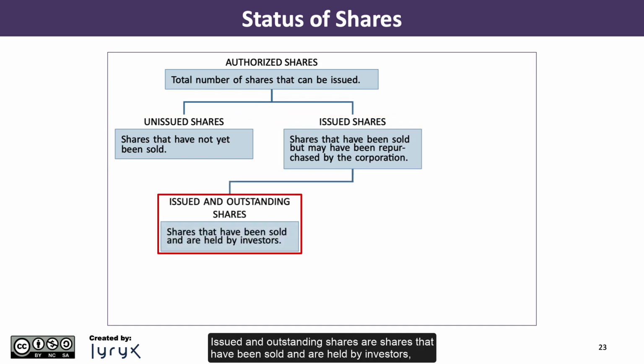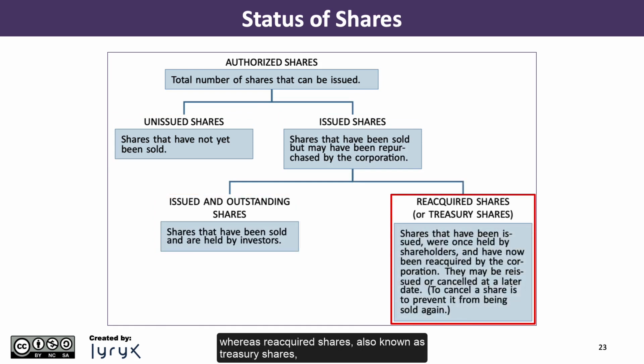Issued and outstanding shares are shares that have been sold and are held by investors, whereas reacquired shares, also known as treasury shares, are shares that have been issued and were once held by investors, but have now been reacquired by the corporation.